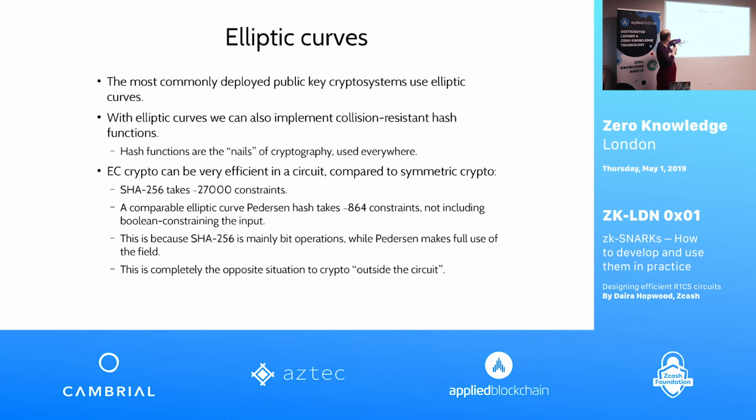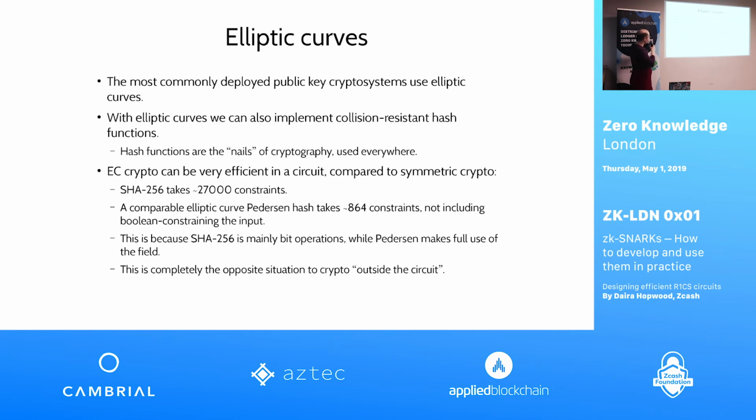So here are the real numbers. SHA-256 is a conventional bit fiddling hash function. It takes about 27,000 constraints. And a kind of functional equivalent for some uses, not for all uses, takes only 864 constraints. But this doesn't Boolean constrain input. You need to keep track in your head of which things have been Boolean constrained. And if you make a mistake there, then, well, if you Boolean constrain them twice, it's not harmful, it's just inefficient. If you end up not Boolean constraining them at all, then you have a security bug.